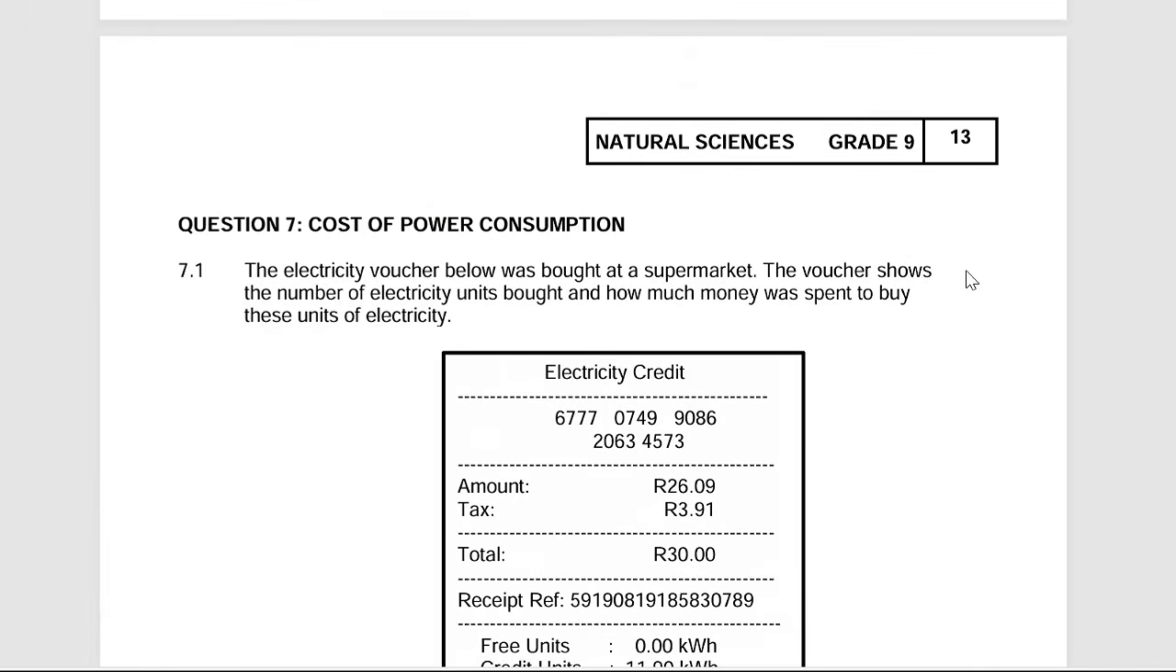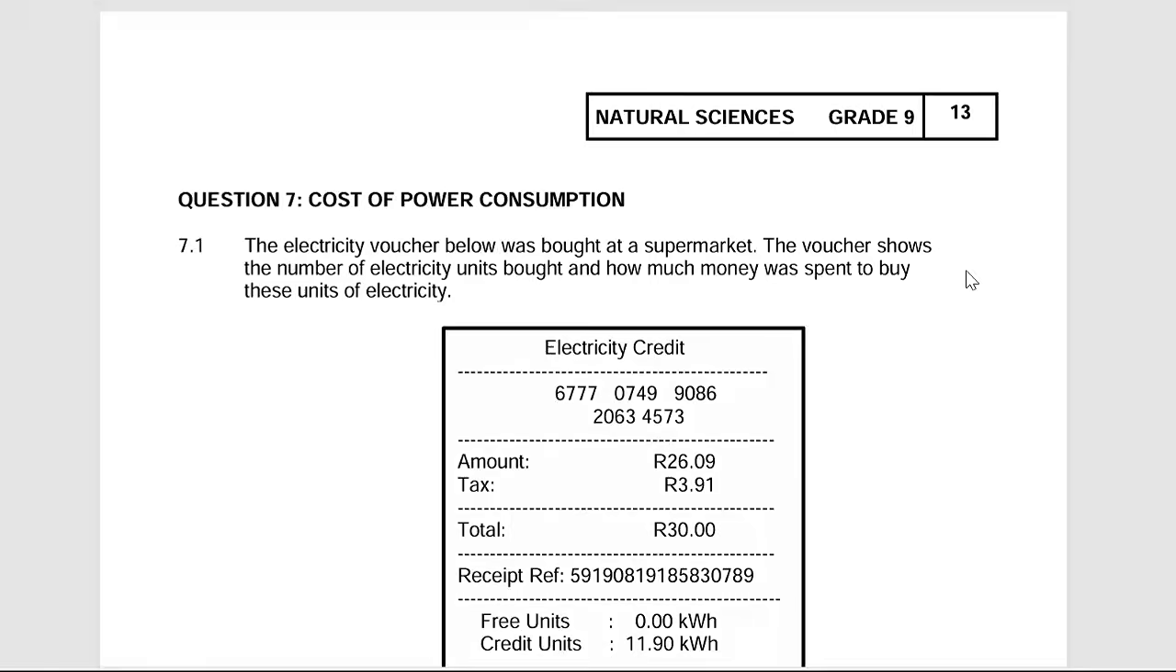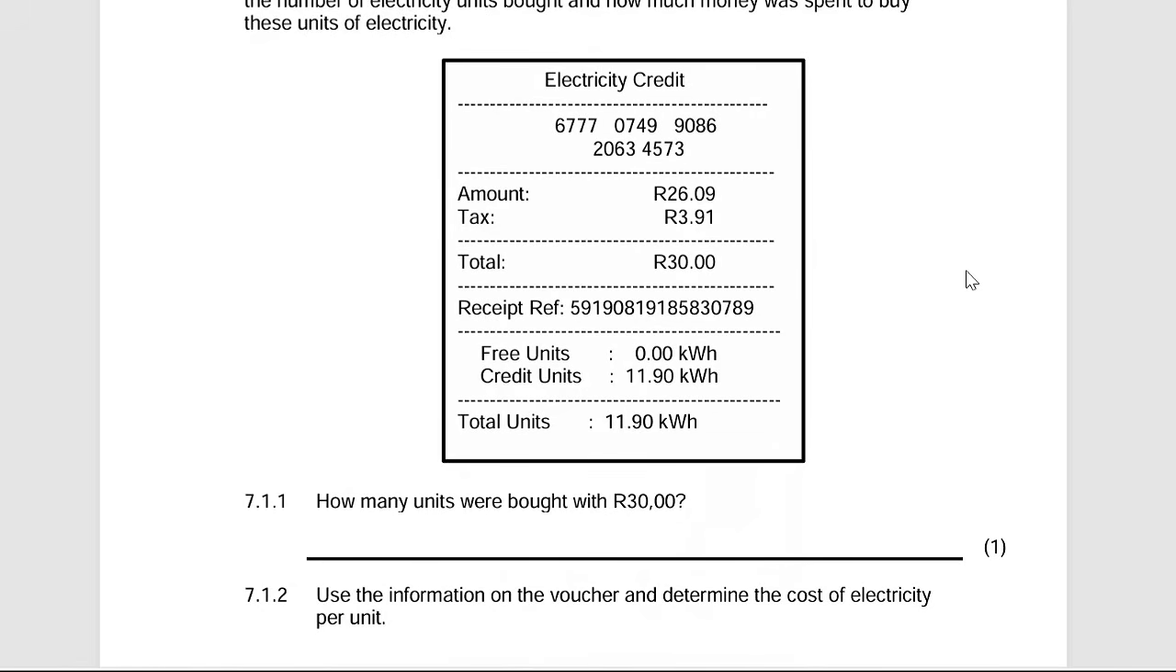Then I will proceed to question number 7. In terms of question 7, the question reads: the electricity voucher below was bought at a supermarket. The voucher shows the number of electricity units bought and how much money was spent to buy these units of electricity. How many units were bought with 30 rands? So we're given the total amount, which is 30 rands.